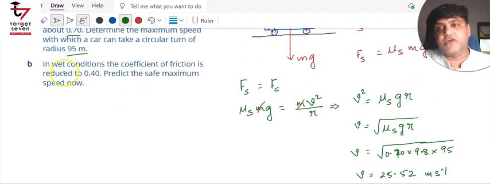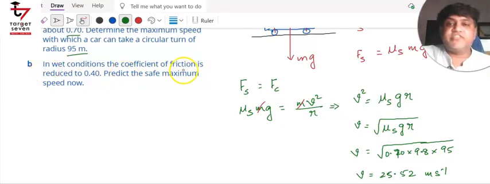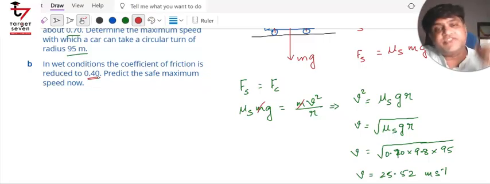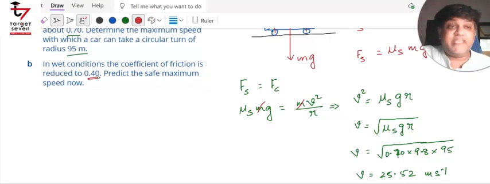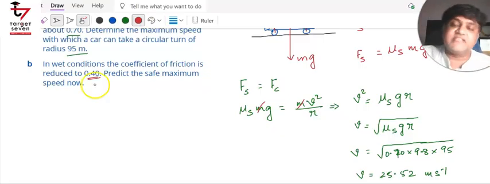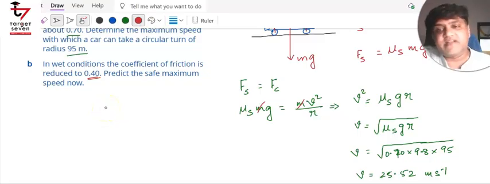Now let's try to solve the B bit here. It says in wet conditions, the coefficient of friction is reduced to 0.40, as is the case. I mean, whenever the road is wet, automatically the coefficient of friction would drop down. It would be easier to let a body slide on a wet surface than on a clear and dry surface. Now it says predict the safe maximum speed.